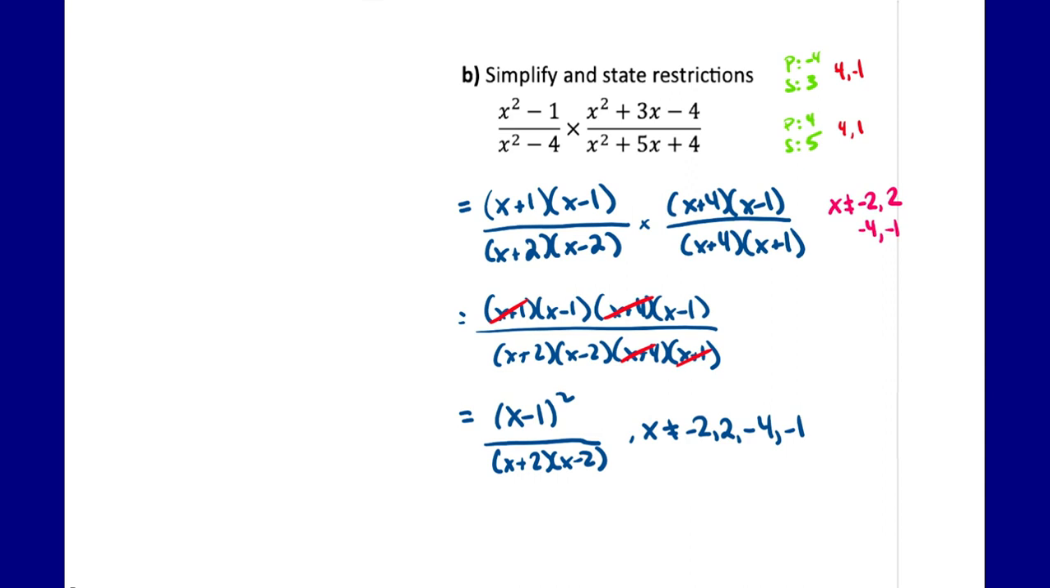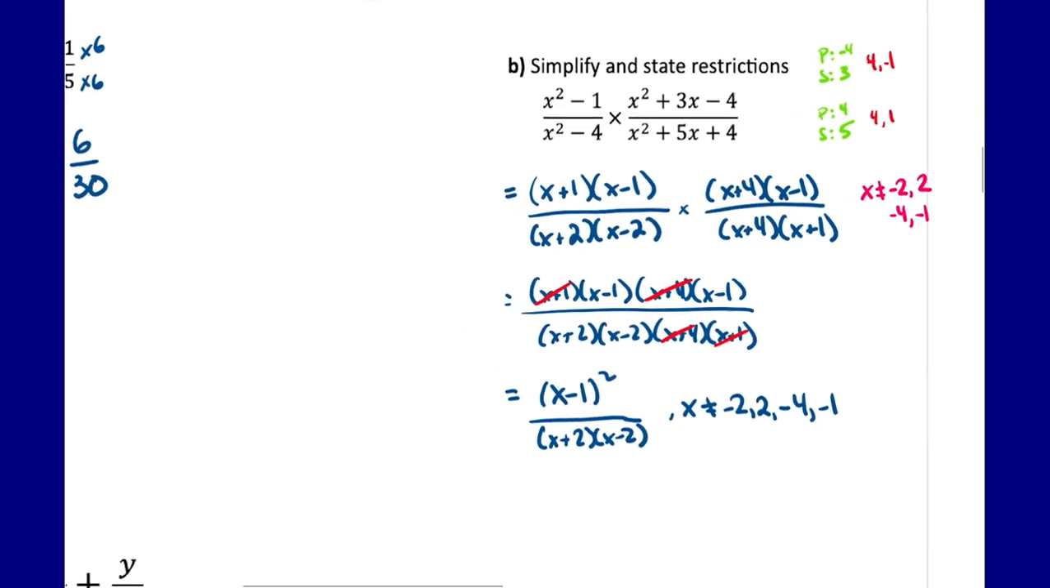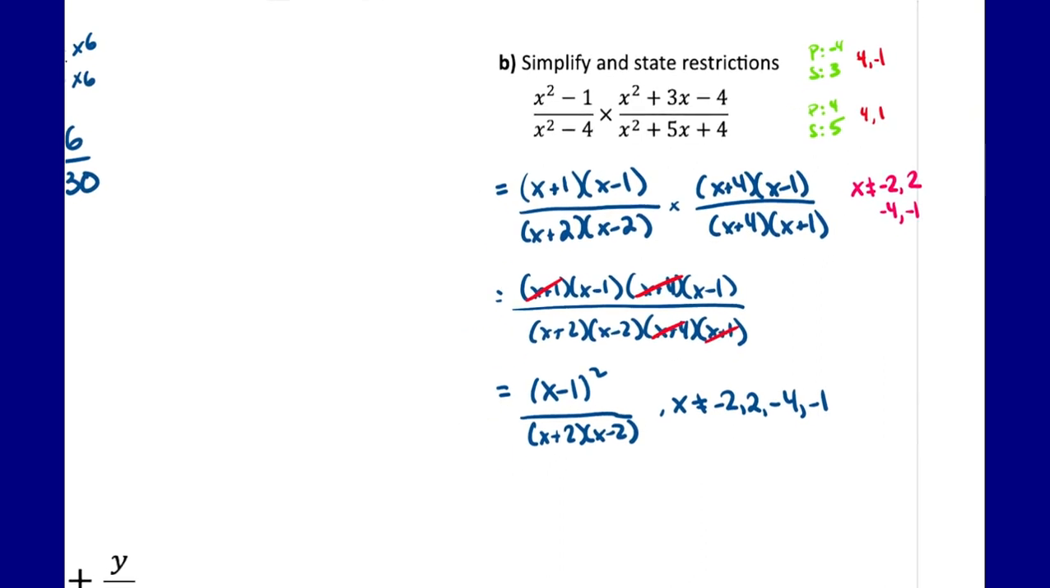So remember, the restrictions you have to look for as you go. And nothing new has changed in the denominator since we found our first restriction. So this is a simplified form with the restrictions.